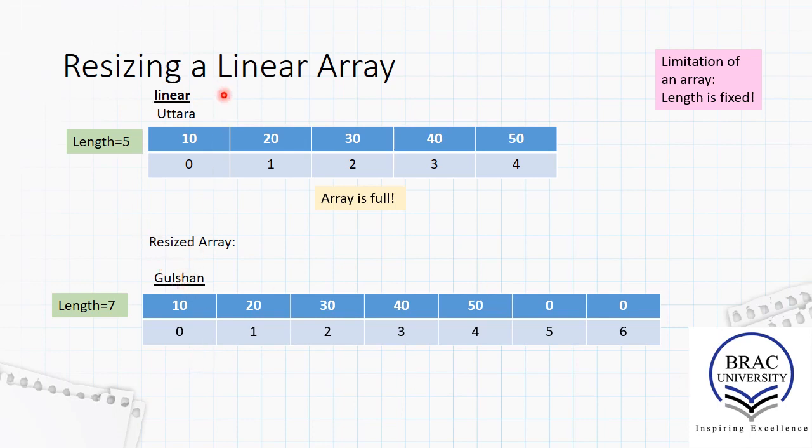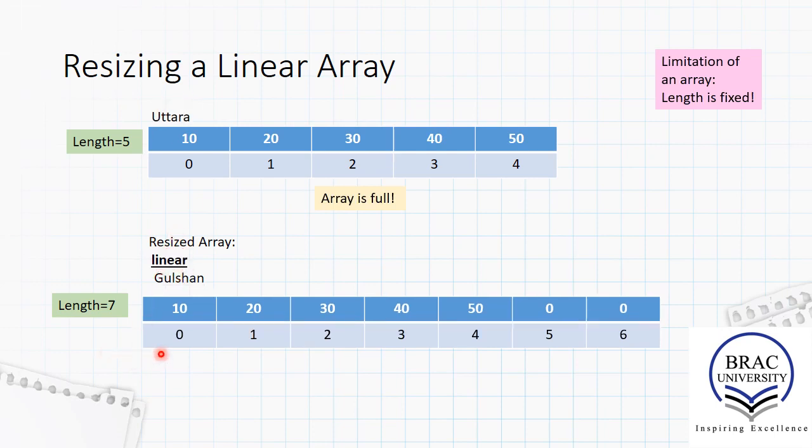Gaussian. So since I could not increase the length of this existing array, we say that the dynamic increase or dynamic resizing of an array is not possible. I have to create a new array in a different location, copy the values, and then change the reference. So I will have to make the variable linear point at Gaussian. And now my array has been resized.